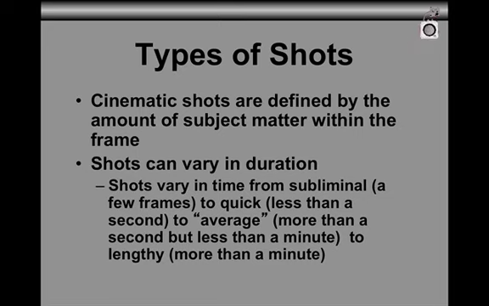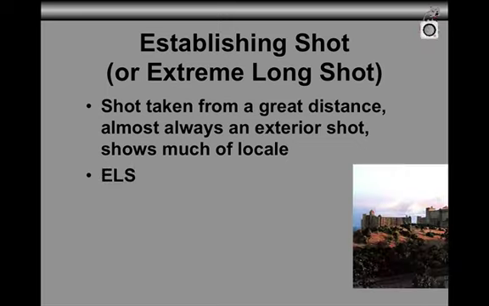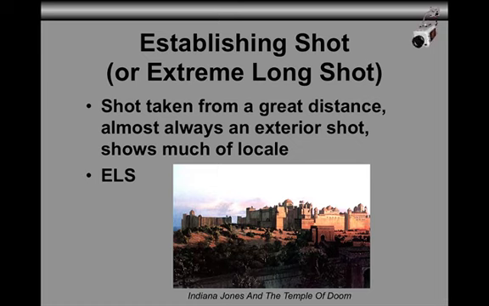A camera shot can be a continuous sequence before the sequence is cut through editing. And there are different types of shot that exist. We'll start with the establishing shot, or extreme long shot as it's known, the ELS, and this is a type of shot taken from a great distance, almost always an exterior or outdoor shot, and it tends to show much of the locale and sets the scene for the action to follow, as we can see from this example from Indiana Jones and the Temple of Doom.